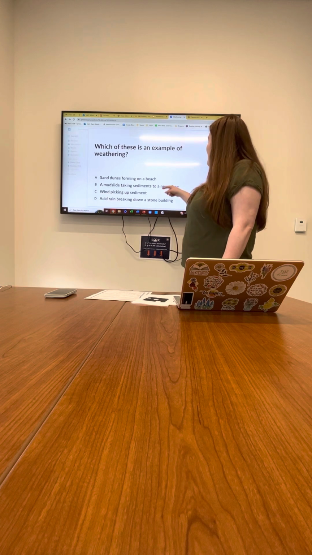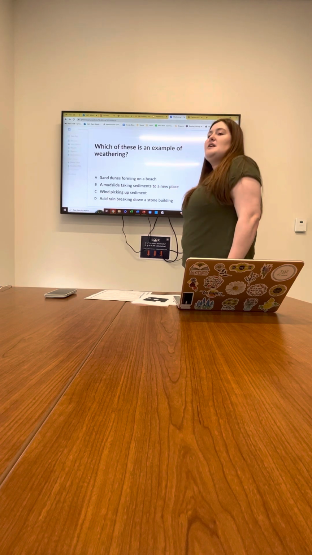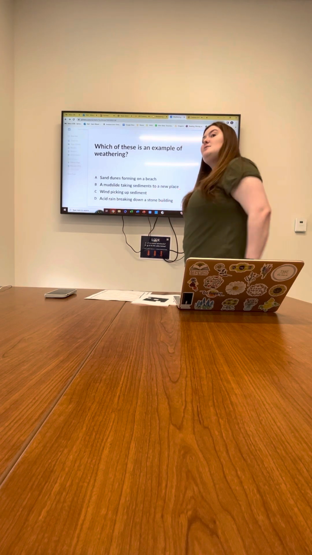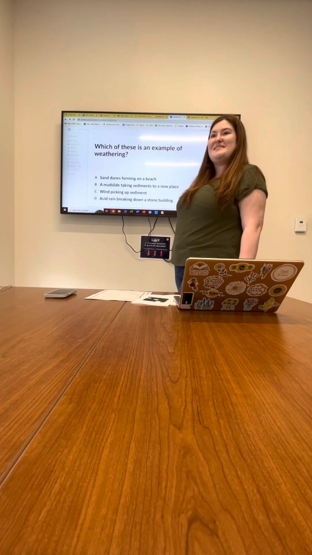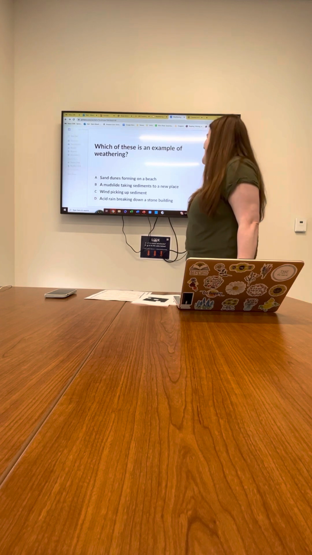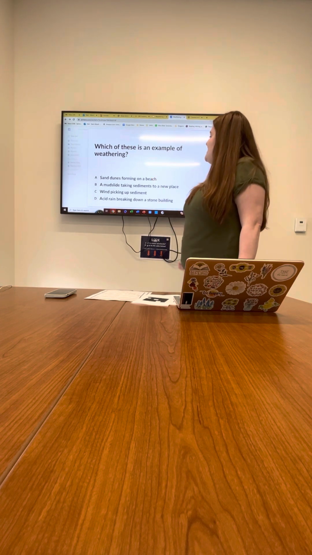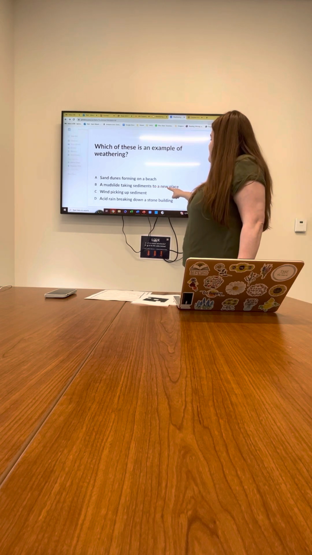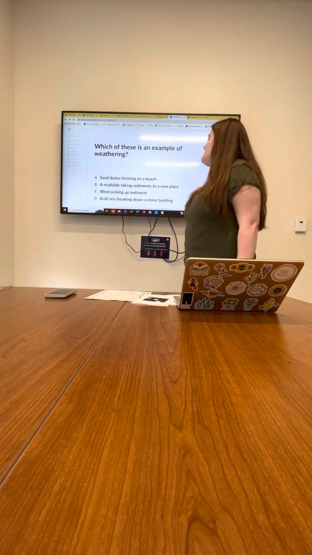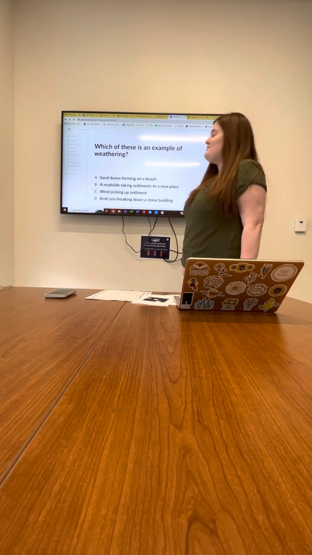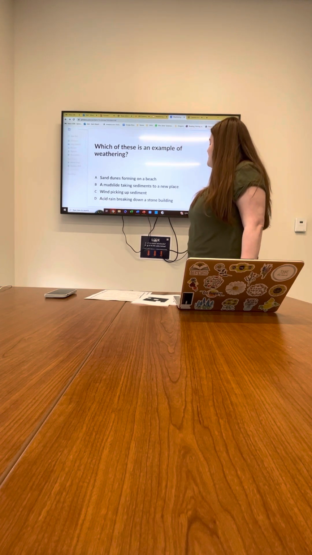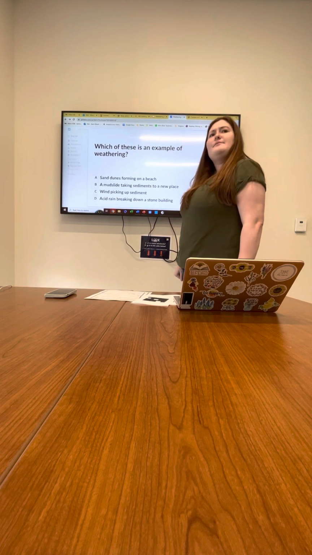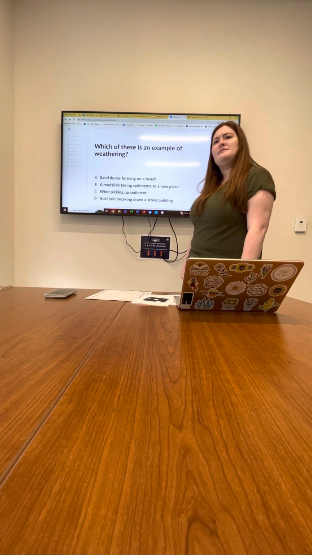All right, so all of these, do you remember in our video we had Whoosh who came in and broke and took everything away? Well, that's an example of erosion, which we get to talk about tomorrow. So sand dunes forming on a beach, that's actually erosion. Mudslide is also erosion. And wind picking up sediment, that is another form of erosion. But acid rain breaking down a stone building, that's going to be our weathering.